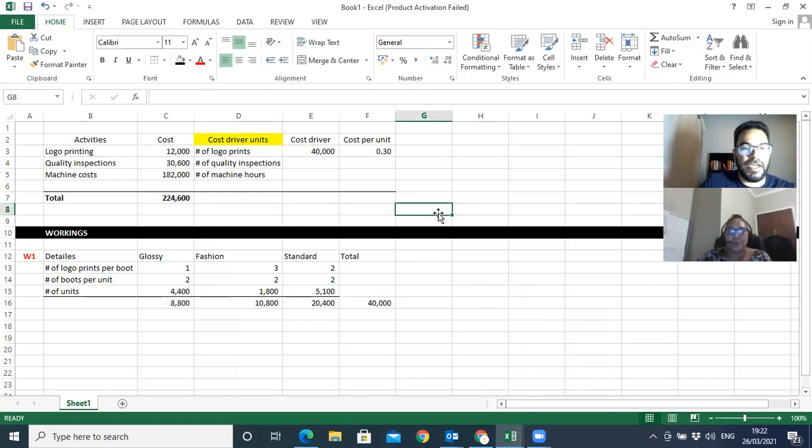Okay, now let's go on to the quality inspection. So I'm just going to show over here. I can find this working one. So now I'll go to working two. Now I'm going to do the quality inspections. So it's going to be the same.